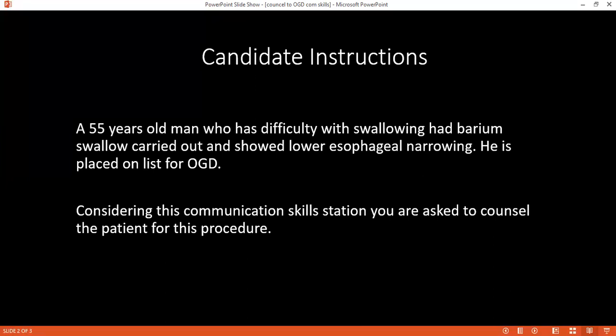Is there any other test available? Is there any other alternative which I can go for? Well, you already have undergone the barium swallow scan, but I'm afraid that we cannot perform any dilatation with it, nor can we take tissue samples to find out why this has happened. So I suggest that in your best interest, the OGD procedure would be the best option for you.